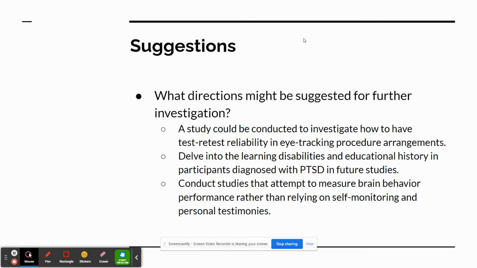All right, and then suggestions. What directions might be suggested for further investigation? So a study could be conducted to investigate how to have retest reliability in eye tracking procedure arrangements. They could delve into learning disabilities and educational histories of participants diagnosed with PTSD in future studies. And then they could also conduct studies that attempt to measure brain behavior performance rather than relying on self-monitoring and personal testimonies, because people can be very unreliable when they're reporting things about themselves, and especially any processing difficulties they may be having. So finding a very analytical way to measure that would be beneficial.